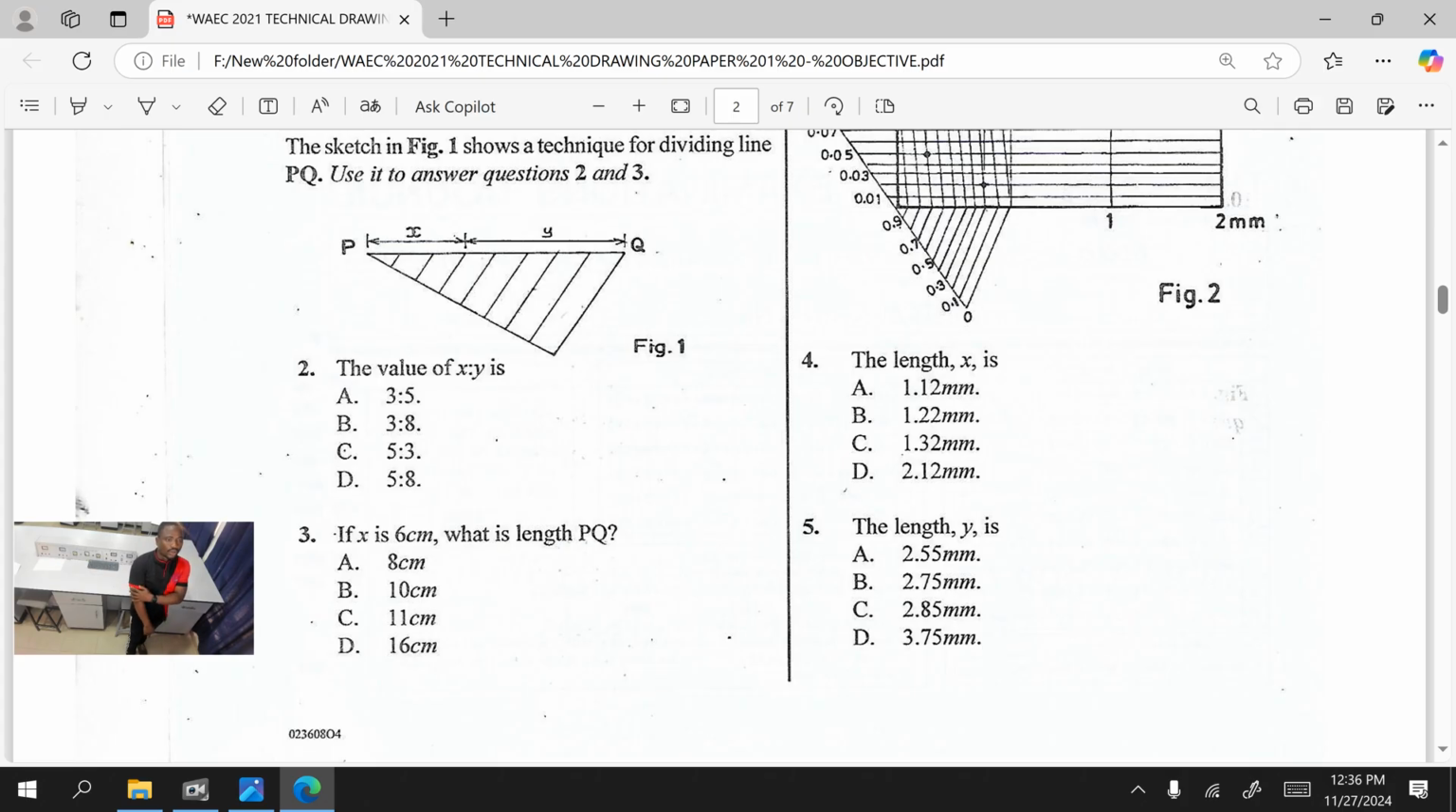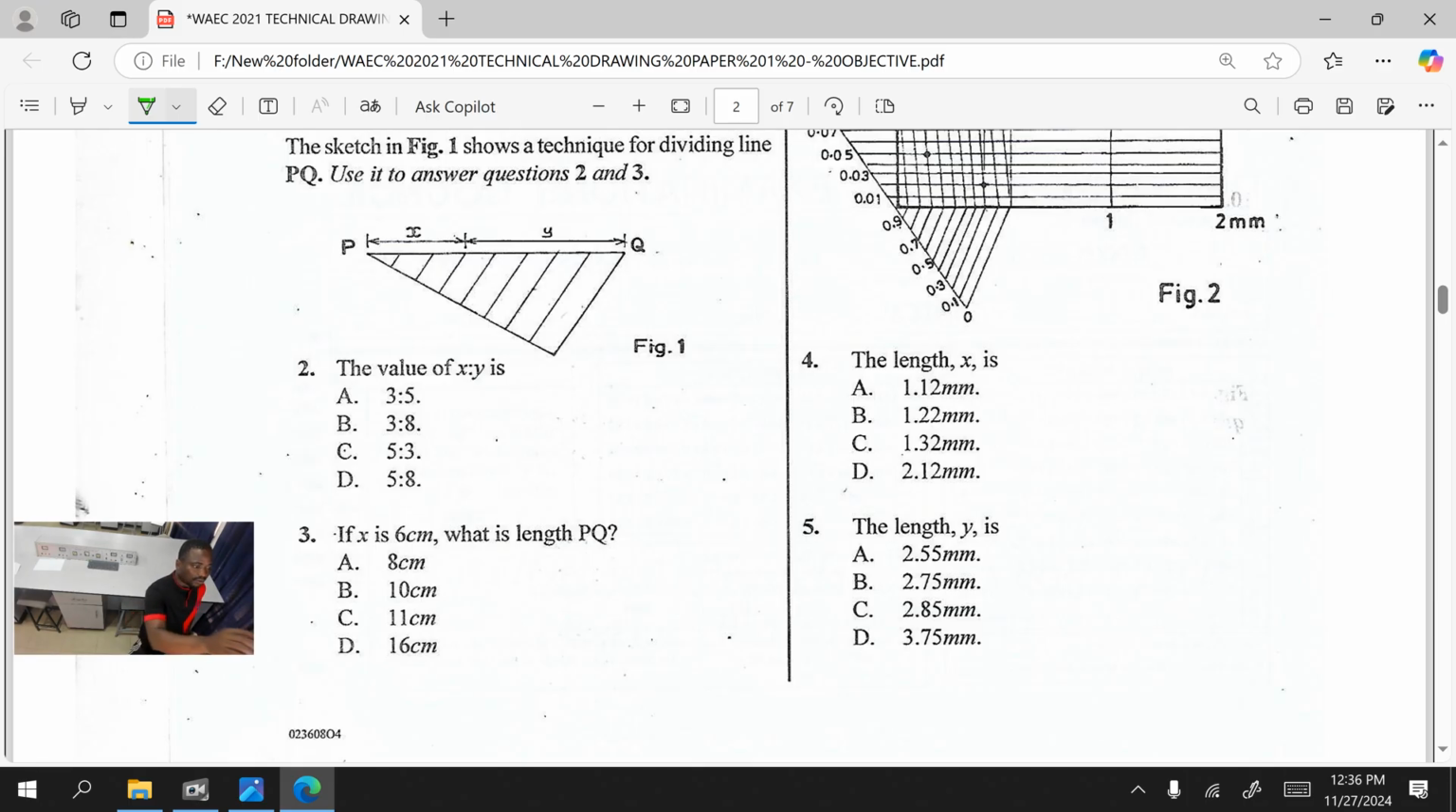The sketch in figure 1 shows a technique for dividing line PQ. Use it to answer question 2 and 3. Division of line method is what is being tested here. So we have line PQ. Question 2 says, the value of x ratio y. That means what is the value of x, and what's the value of y?